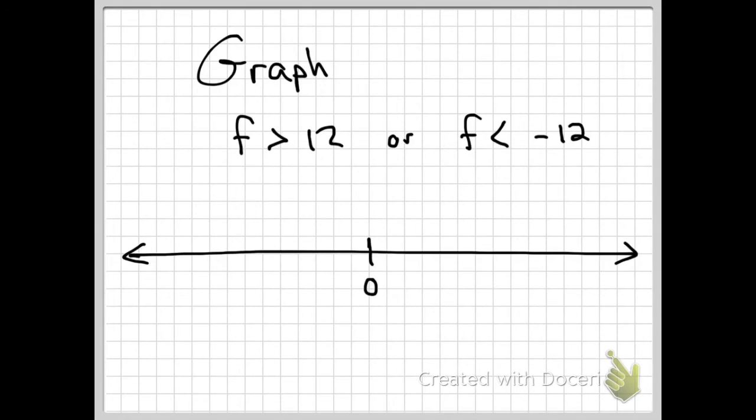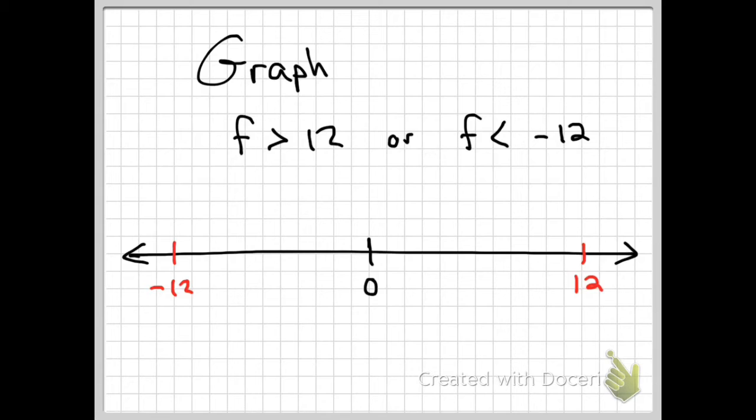Here's another one we're going to graph. It's technically a compound inequality, except it's written slightly different from what we just saw. We know that the positive 12 is to the right of the 0, and then the negative 12 is over here. Okay, now we go back to our 12.